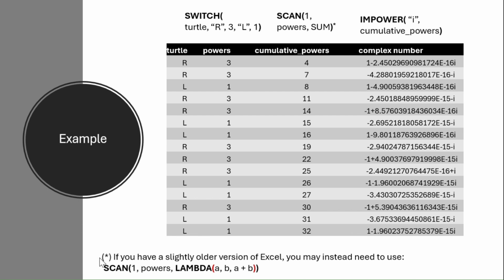If you have a slightly older version of Excel, you have to take a slightly more roundabout approach, which instead of using SUM at the end, you have to have LAMBDA, open bracket, A, B, or whatever values you want to give to these numbers, and A plus B, and that'll do the same thing. And at the end, we use IMPOWER to convert them into complex numbers.